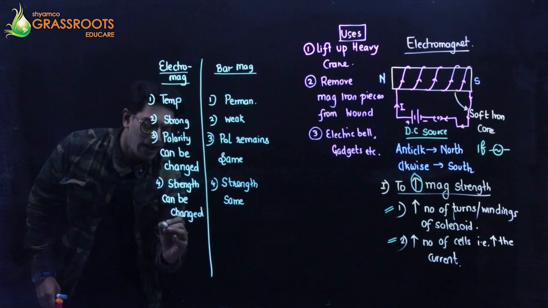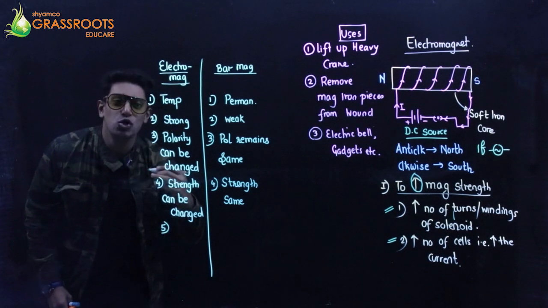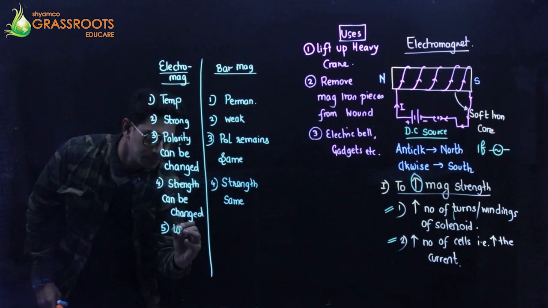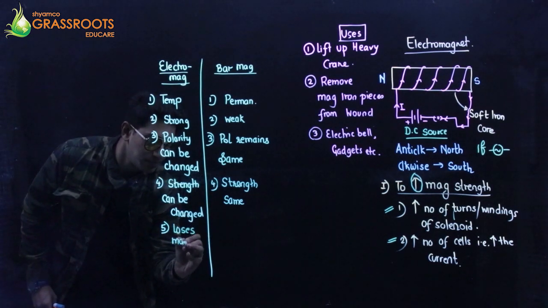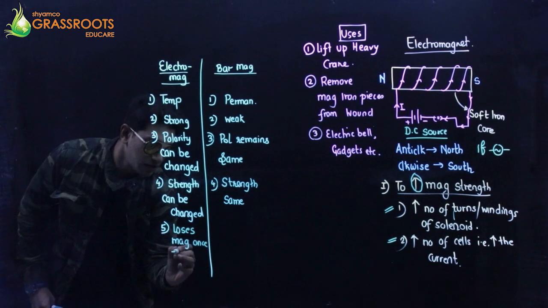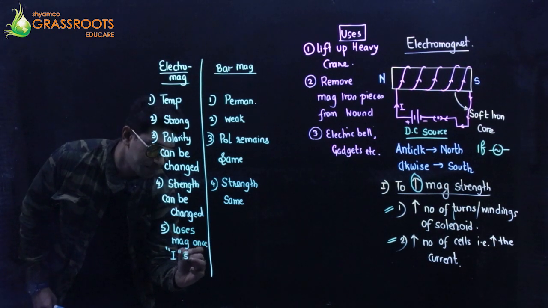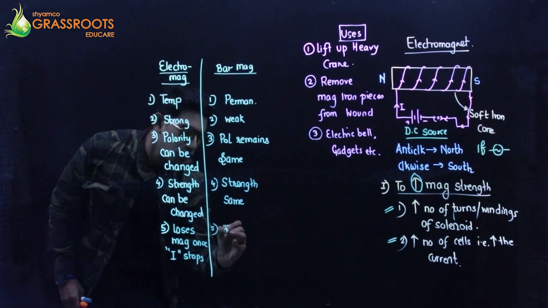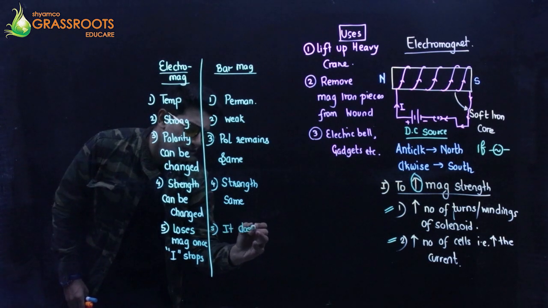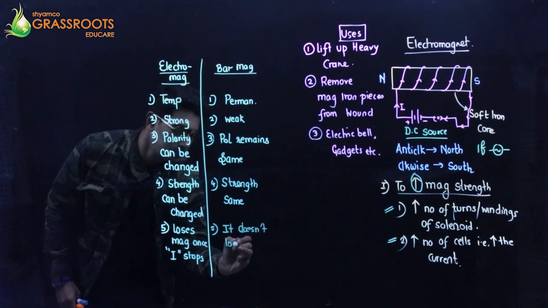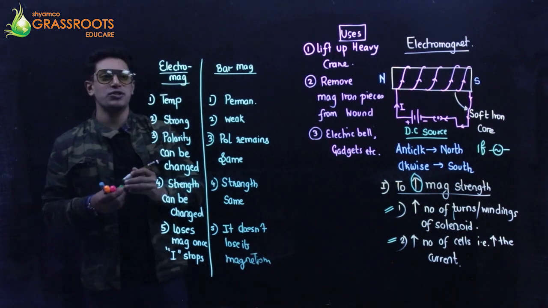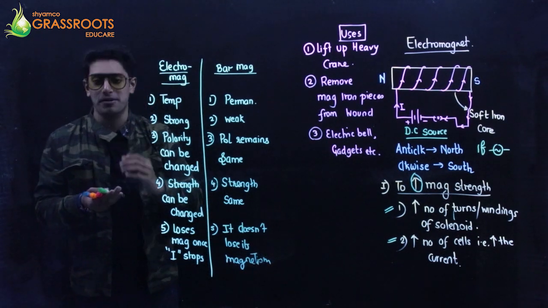All right, an electromagnet loses its magnetism once the current stops. Current is represented by I. Okay, out here, it does not lose its magnetism. There is no current. So, 5 points to differentiate between an electromagnet and a bar magnet.